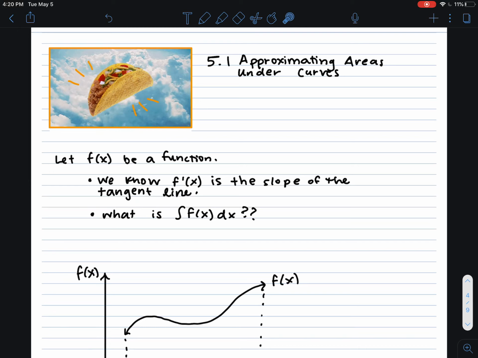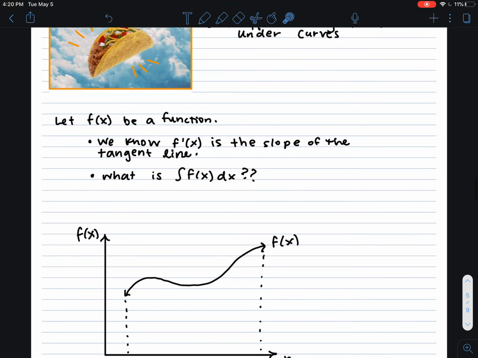So if we let f of x be a function, then from the entire part of the first semester, we know that f prime of x is the slope of the tangent line, right? So that's what our derivative represented. We talked a lot about that. Now we have just introduced this idea of an integral. And the new question that should be in your head is, what is the integral of f of x dx?